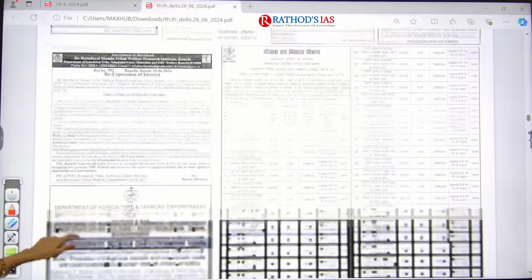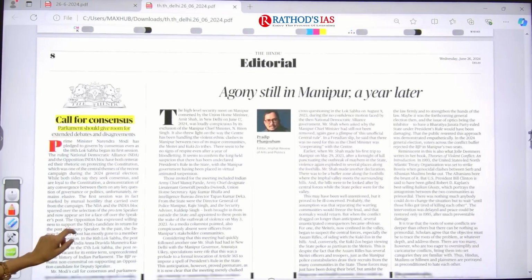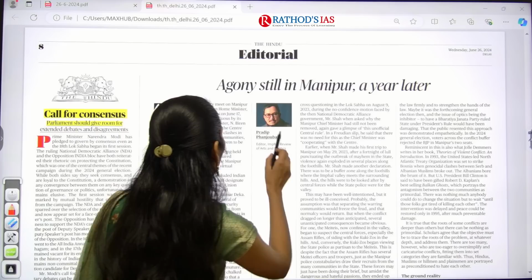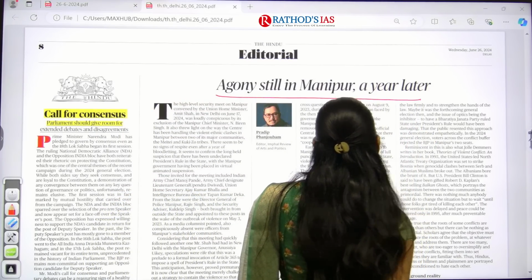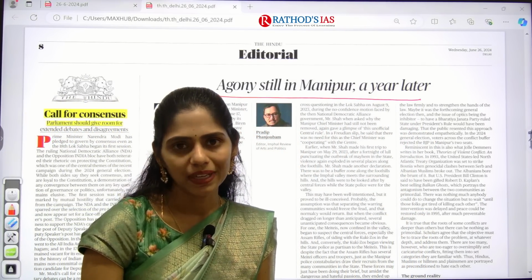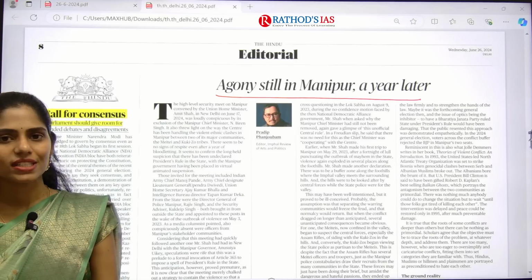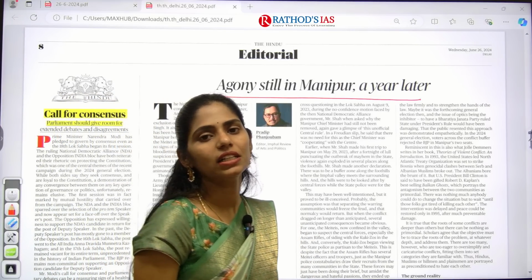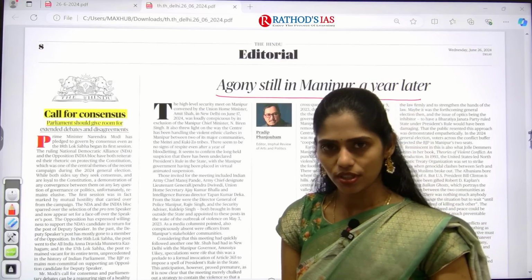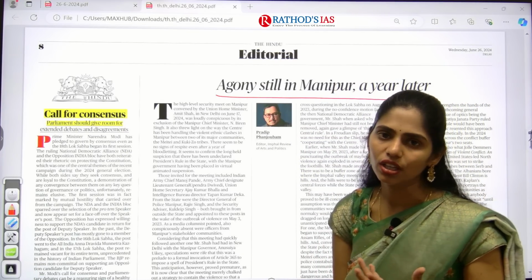So in editorial page, there are a good number of articles which are relevant from our examination point of view today. So if you see this editorial, it says agony still in Manipur a year later. So this article is talking about communal violence between Meitis and Kukis. So it is not a new thing. And even 2 days ago, also we discussed about illegal transportation of batteries that are used in these drones between the border. Okay, so it is also raising one cause of concern of internal security issue.